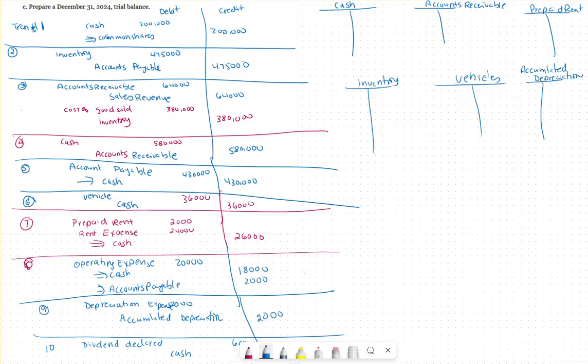We also had a prepaid. We already did prepaid. My liability, we have accounts payable. We also have a notes payable. After notes payable, we have common shares. We have a cost of goods sold.